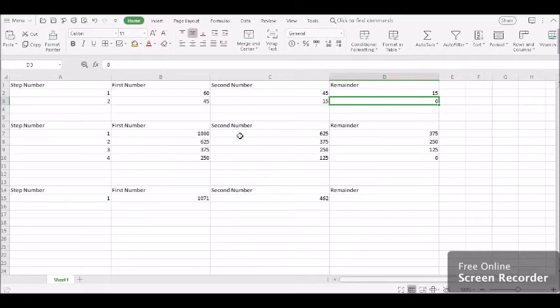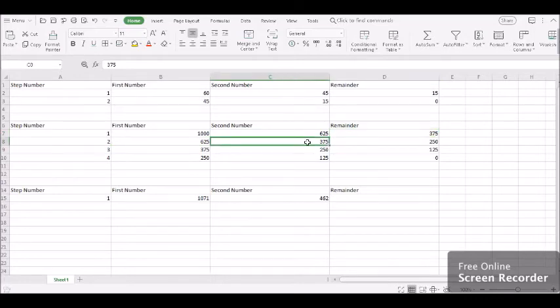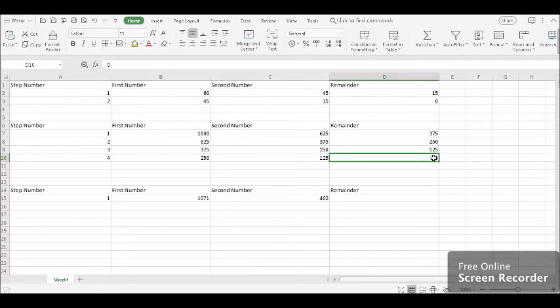Now the next case is where we have 100 and 625. Now the remainder between the two is 375. So what we do is we move 625 here, and we move 375 here for the next step. Now the remainder is 250, and then we move 250 here, and then 375 here, and then we continue going until once again our remainder is 0, and that is our stopping condition.